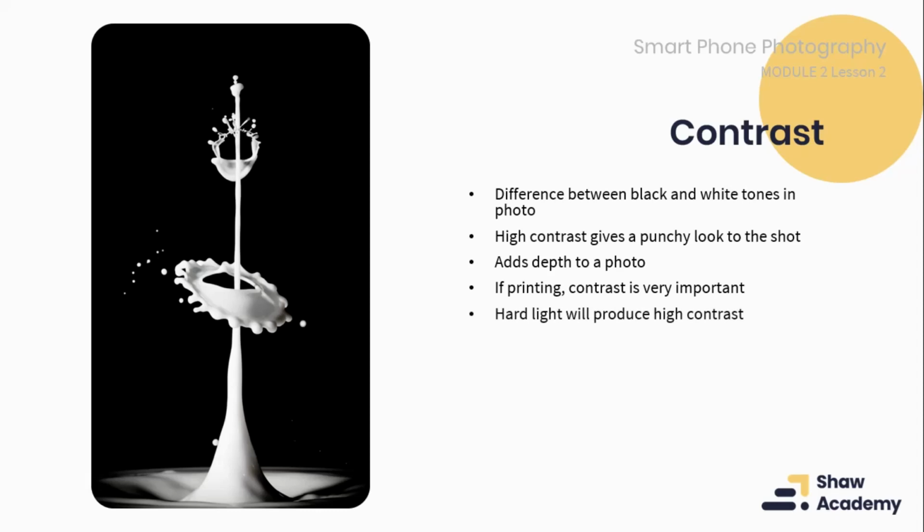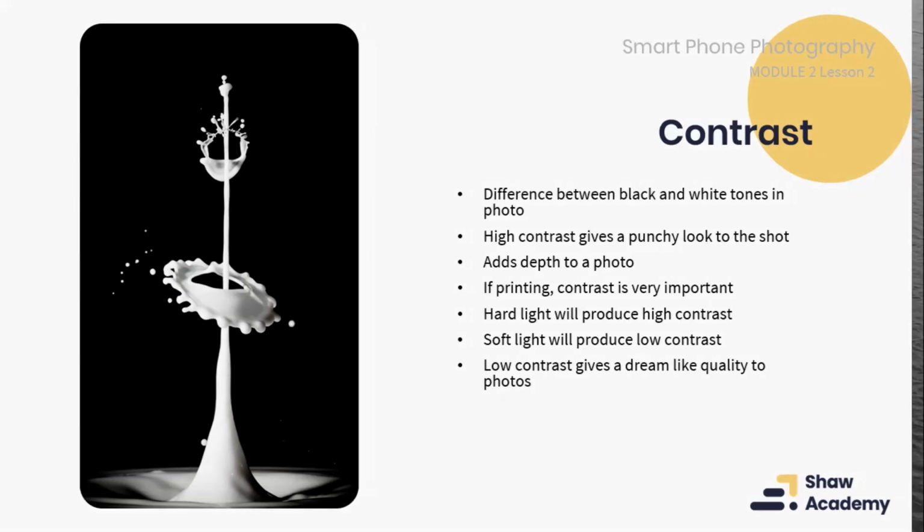So contrast is a key tell on that. Hard light will produce high contrast, soft light will produce low contrast. So we are speaking about the different types of lighting there, and contrast is a byproduct of that as well. And a low contrast will give a dreamlike quality to our photograph. So if you're after a more melancholy type of shot, or a dreamlike shot, or just a softer type of photograph, you want to go with low contrast.